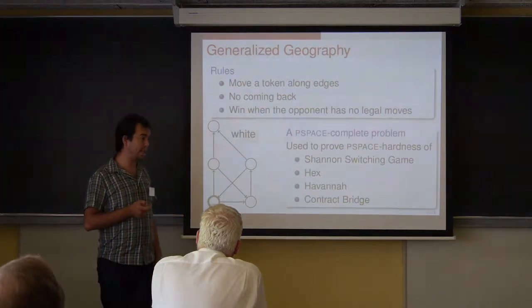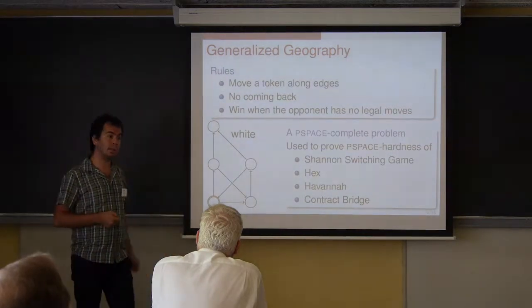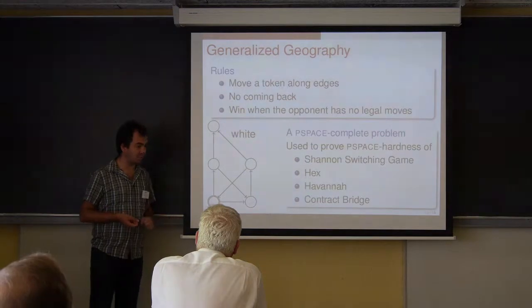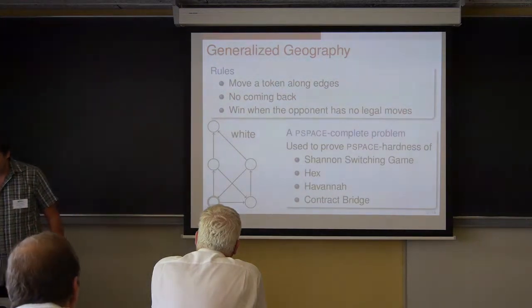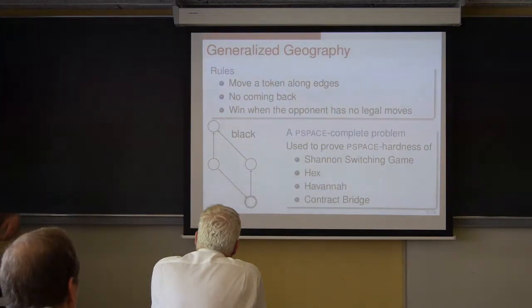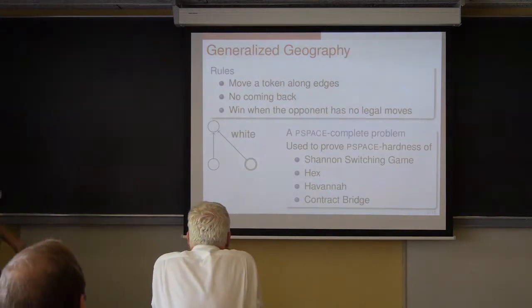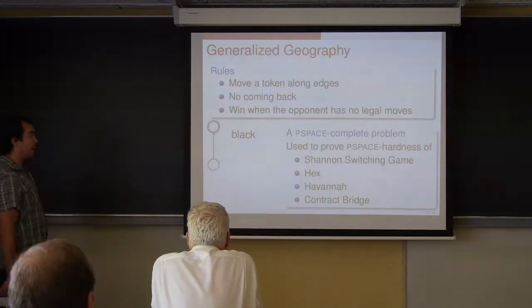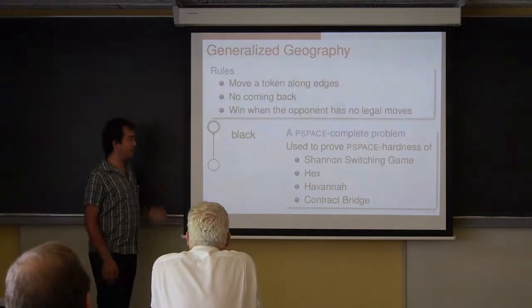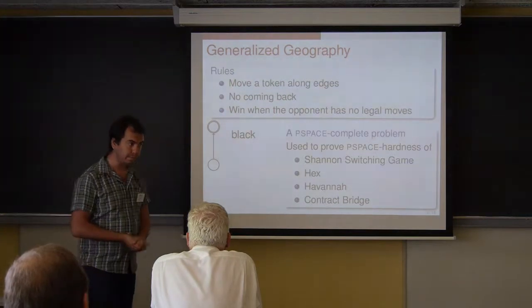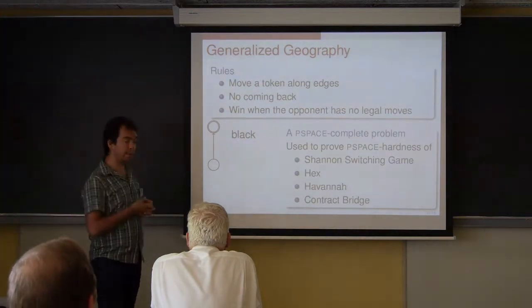The restriction is that you cannot come back on a vertex that has been visited before. So we might just as well remove it. So this could play out like this. White goes to the right, then it's black's turn. Black has only a single choice, to go to the top. Then it's white's turn, and now it's black's turn, the token is on the top, and black has no move, so white wins. Those are the rules of generalized geography.